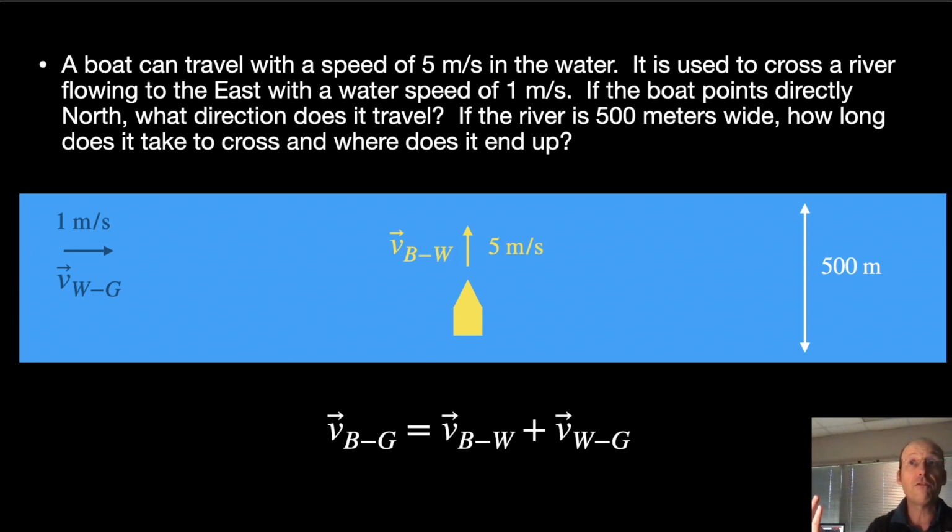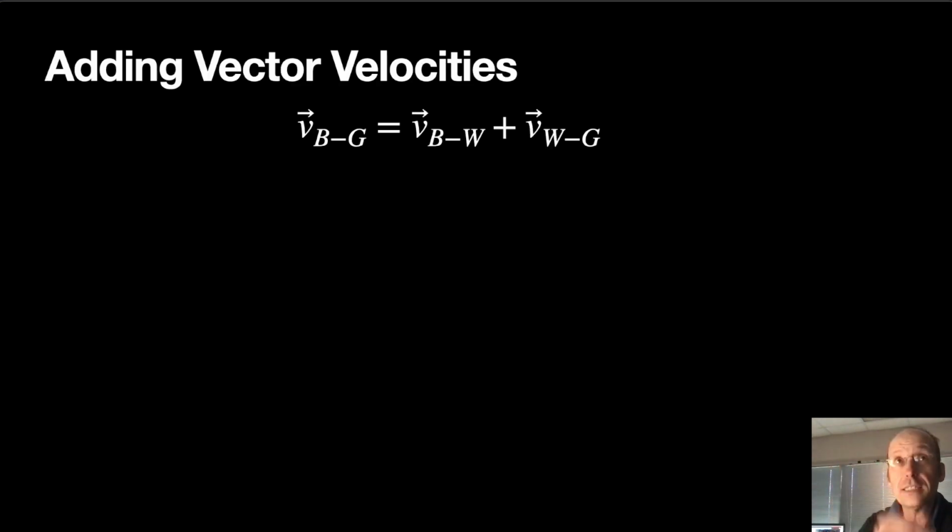So that's my vector equation that I want to work with. Now let's use that vector equation. So let's add these as velocities. And I'm going to do this problem twice. So there's my velocity of the boat with respect to water. It's a vector, right? It's pointing up.